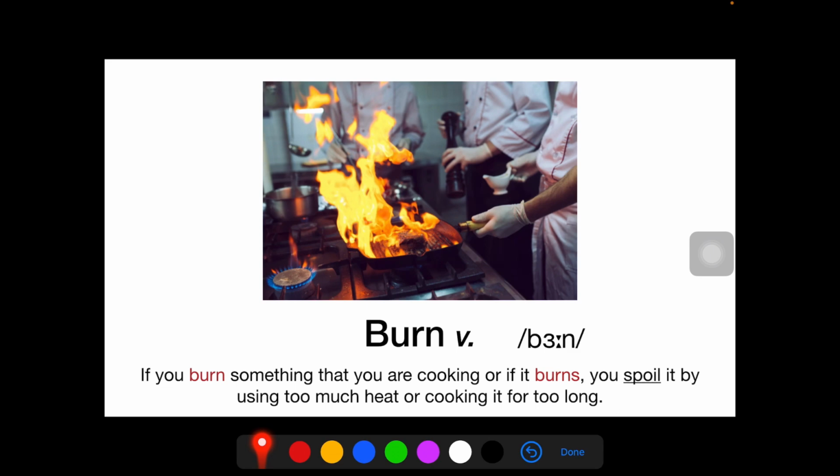If you burn something that you are cooking, you spoil it. Because you used too much heat or you cooked it for too long. So it's burned and you just spoil it. You can't really eat it anymore.